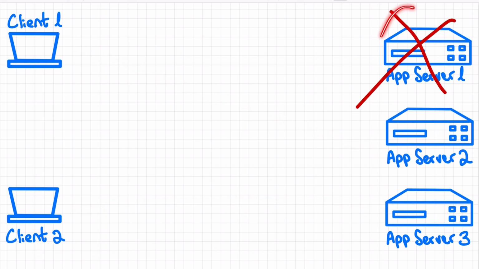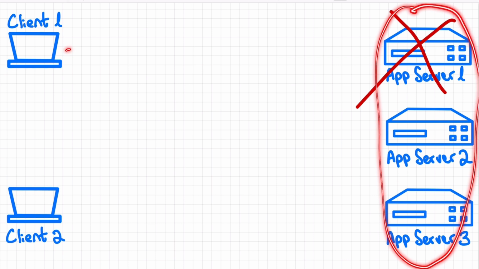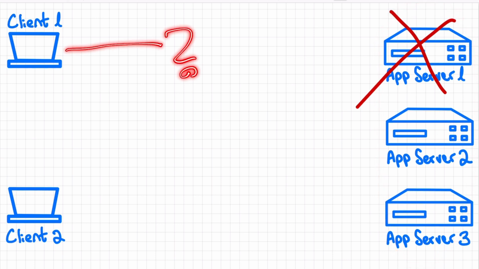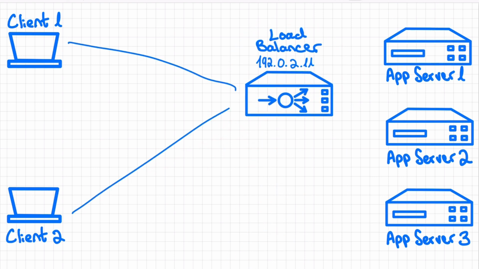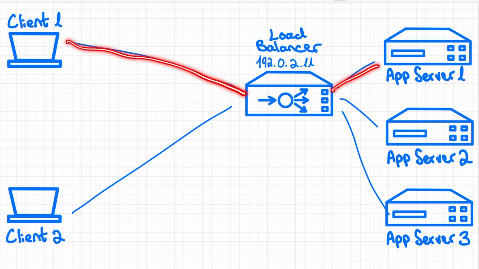But now that we have all these options, how would a client know which server it needs to connect to? And how will it know not to connect to a dead server? This is when we add a load balancer. The client request will first reach the load balancer, and the load balancer will decide where each request should go.